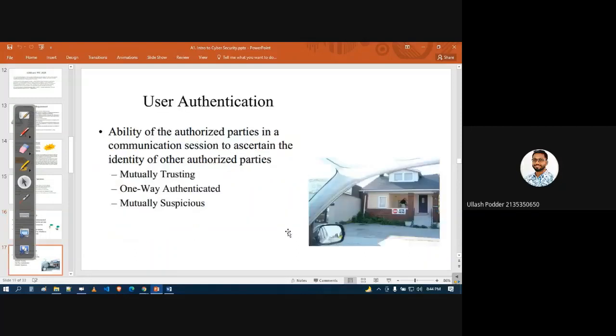Yes, sir. Understood. Then user authentication, I already mentioned: mutually trusting, one way authentication, and then mutually suspicious. The example of the ATM booth I have already given. Mutually trusting means you don't need to prove yourself as the trusted party. Say for example, family members or friends are mutually trusting parties. One way authentication means one party is trusting but the other party is not, say the ATM booth.